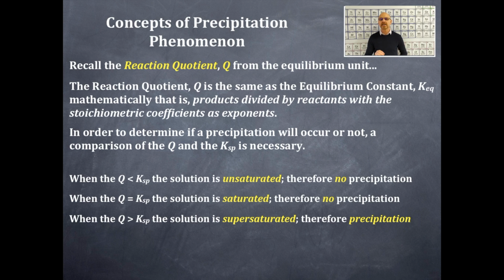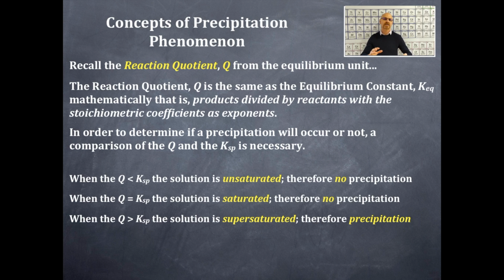When Q is greater than the KSP, the solution is called supersaturated and precipitation occurs. In fact, one more molecule or one more atom beyond when the Q is greater than the KSP, that's when precipitation occurs. So as soon as the Q is greater than the KSP, then precipitation occurs. Right at it is at equilibrium, and that is when it's a saturated solution and no precipitation.